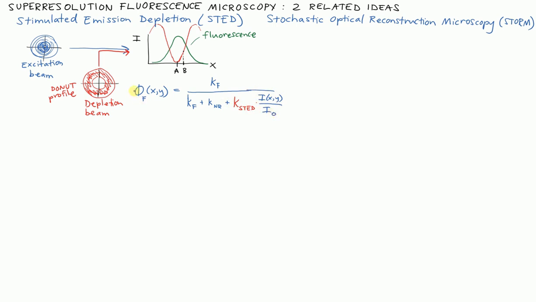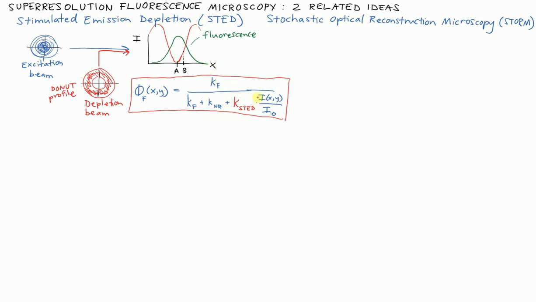And this expression here gives us the essence of what STED is accomplishing written mathematically. If you have a very low intensity somewhere, as you do at location A, the STED beam, the donut beam, is very weak there, then this term here is small, and we have about the fluorescence quantum efficiency that we would in the absence of the red beam altogether.